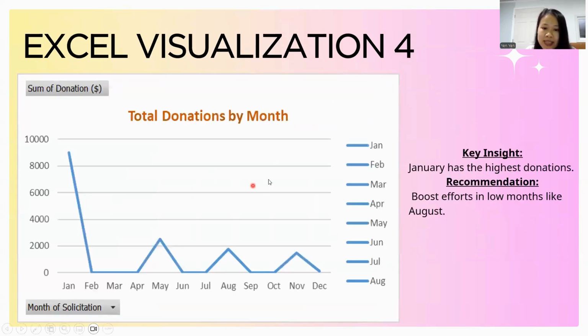It was about timing. We looked at donations by month, and January stands out with the highest donations, but August is way low. The recommendation here is to put our efforts into those low months like August to even things out.